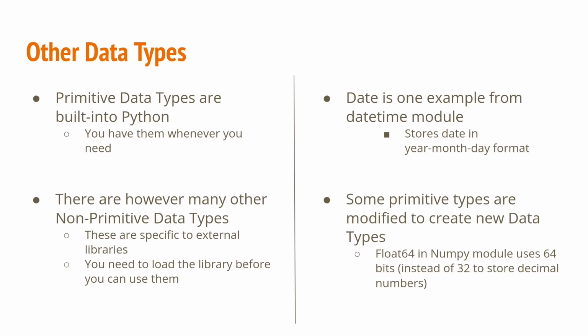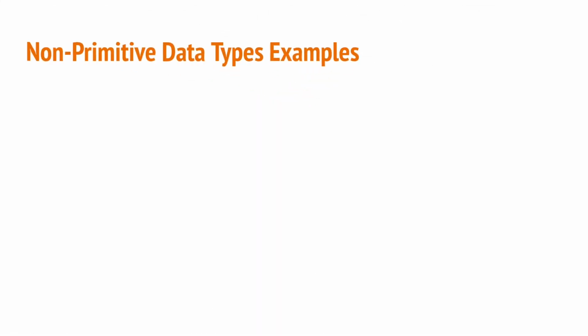Another reason why we want to create some non-primitive data types is to modify a primitive data type. For example, there is float64 in the NumPy module or NumPy library, and that uses 64 bits to store decimal numbers. So you get much higher accuracy with numbers. And sometimes you also have float32 and float16. So if you want less accuracy, you can choose them as well.